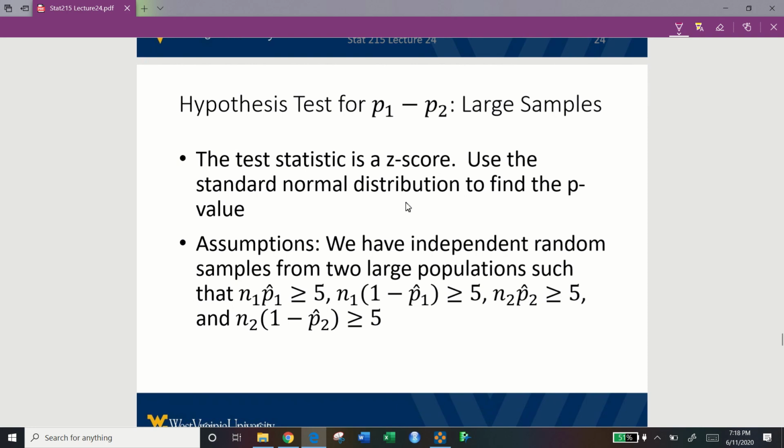We can notice that our test statistic is a z-score, so we can use the standard normal distribution to find our p-value. We'll need to check our assumptions. First, we make sure that we have an independent random sample, and this must come from two large populations such that n1 p1 hat is greater than or equal to 5, n1 times 1 minus p1 hat must be greater than or equal to 5, n2 p2 hat is greater than or equal to 5, and n2 times 1 minus p2 hat must be greater than or equal to 5.